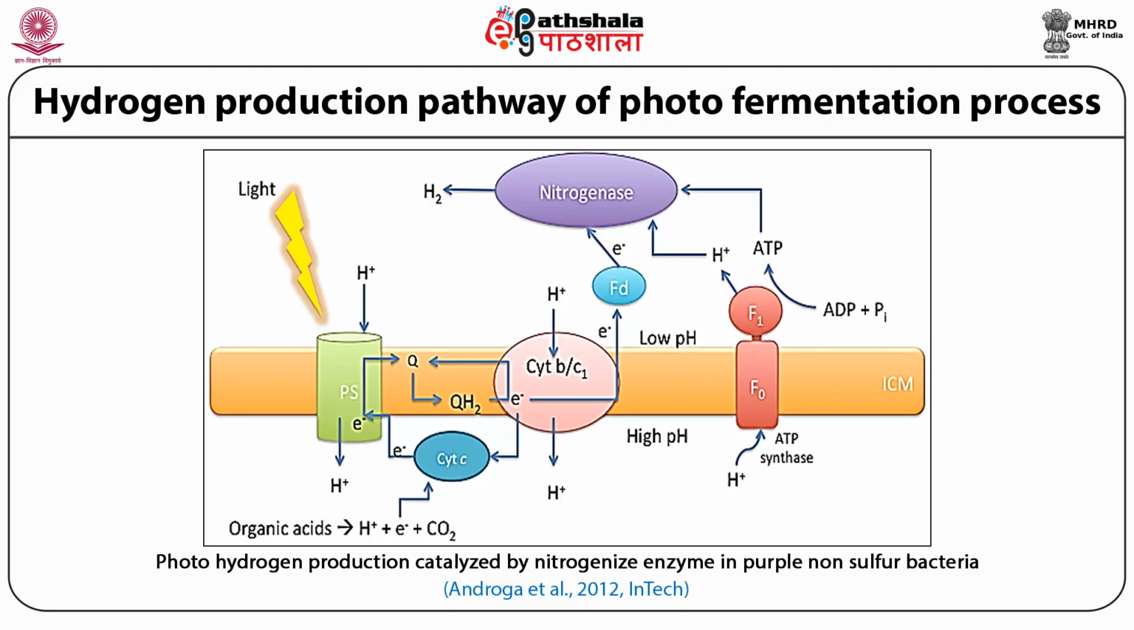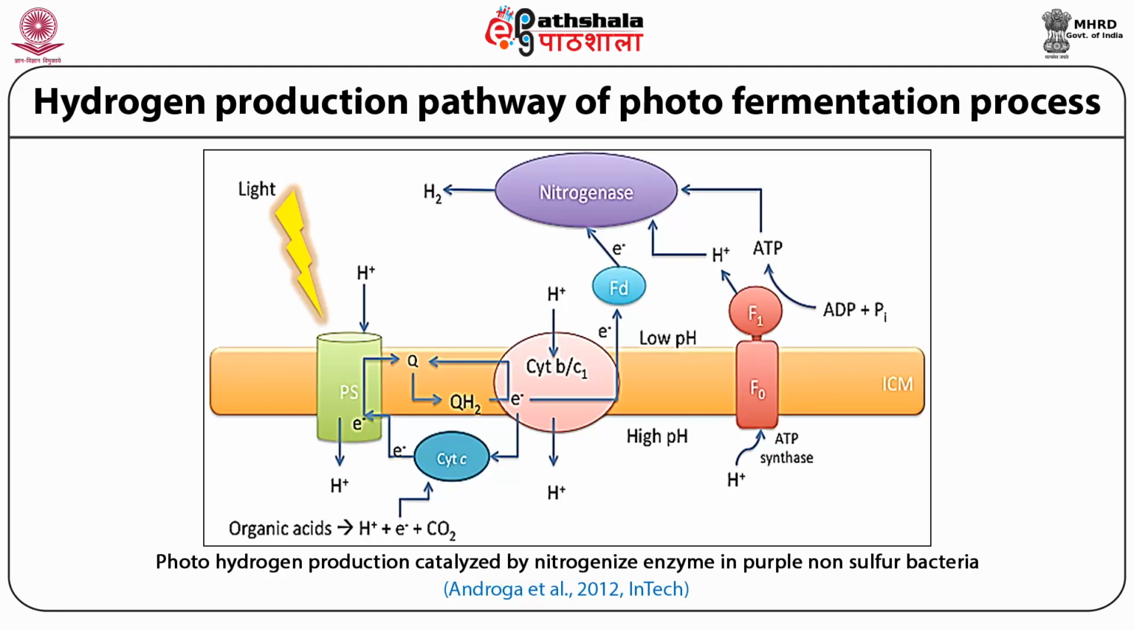Many of the short chain organic acids can be utilized by these bacteria for hydrogen production, such as acetic acid, lactic acid, malic acid, and only a few strains of these PNB bacteria use carbohydrates, the simple carbohydrates like glucose, directly for production of hydrogen. However, the hydrogen yield efficiency varies with respect to the different substrates utilized by these bacteria.